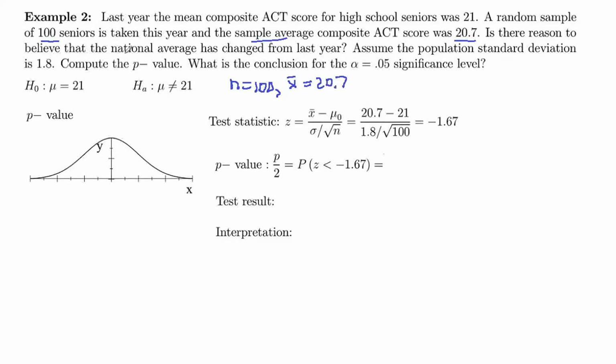Is there a reason to believe the national average has changed from last year? So we're just not doing a directional hypothesis, but a hypothesis of change. Population standard deviation 1.8, so sigma is 1.8. And then alpha 0.05.